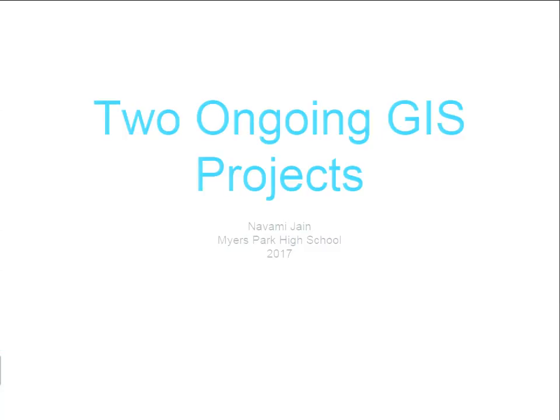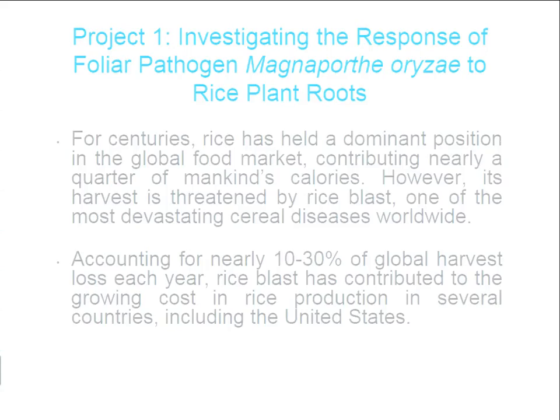All right. Hi, everyone. So as Ms. Hope said, my name is Navami Jain. I'm a sophomore at Myers Park High School. And about the past year, I've been developing and conducting my own two small-scale GIS projects. One of them was through an internship, and one of them I've just been doing on my own. So this presentation documents how far I've progressed in each of these projects and the different GIS tools I've been using.